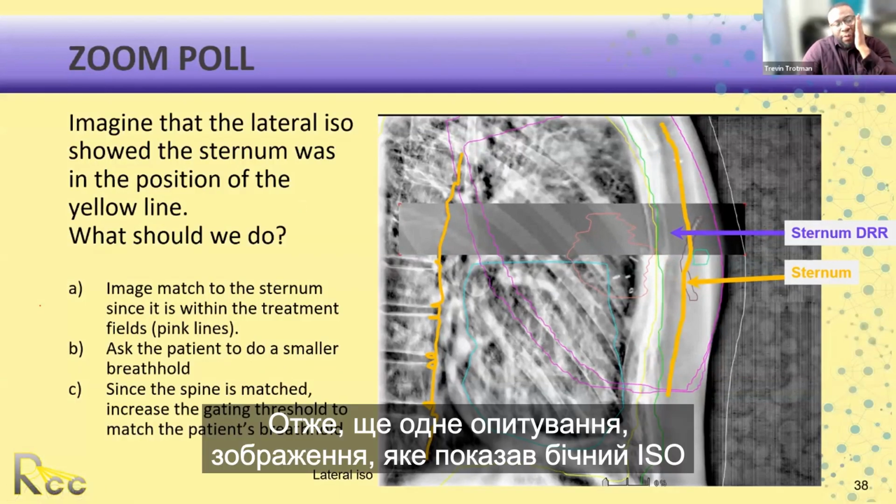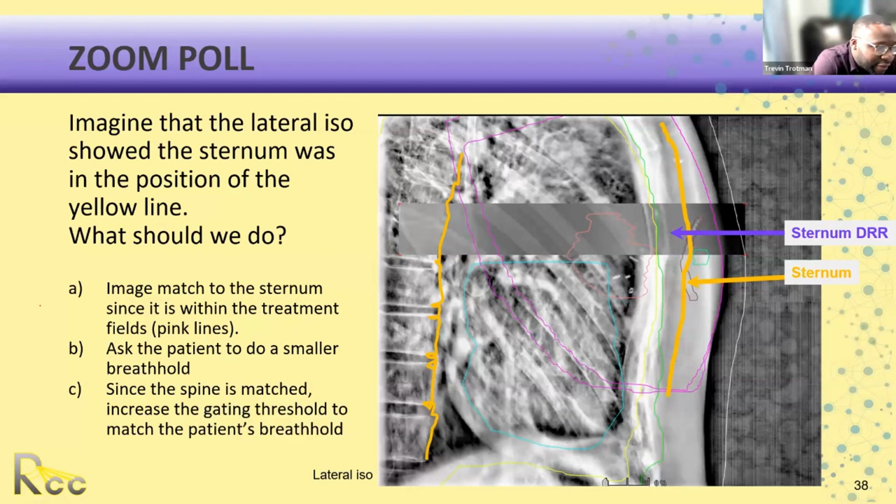So, another poll image: the lateral ISO showed the sternum was in the position of the yellow line. What should we do?